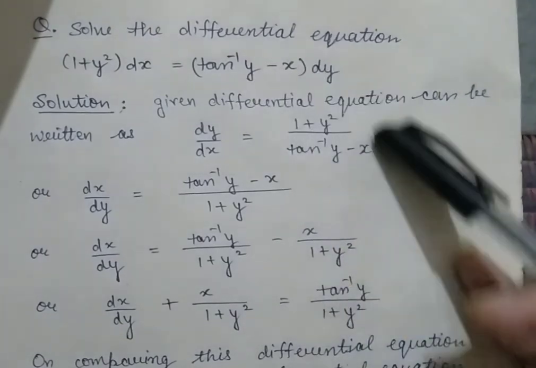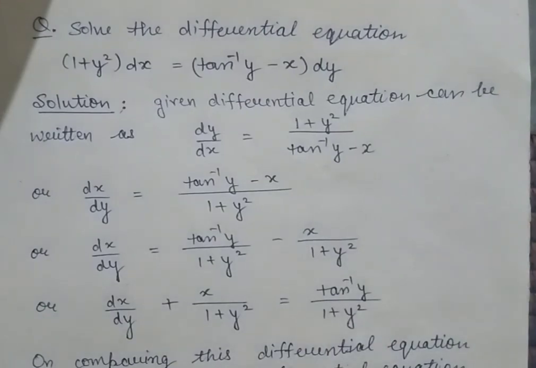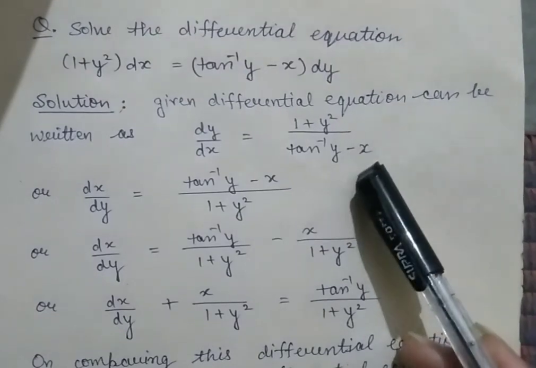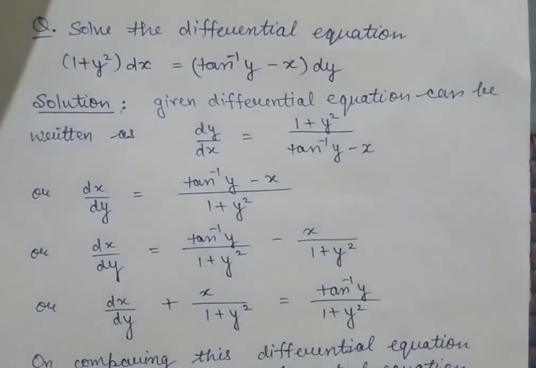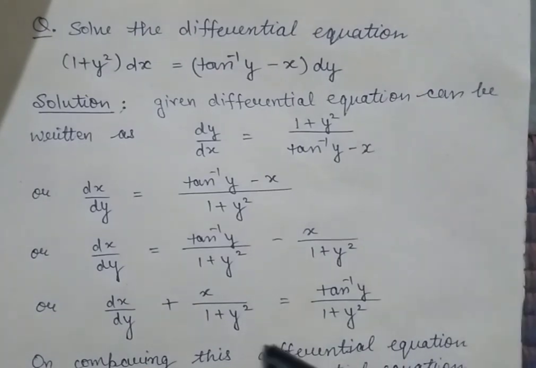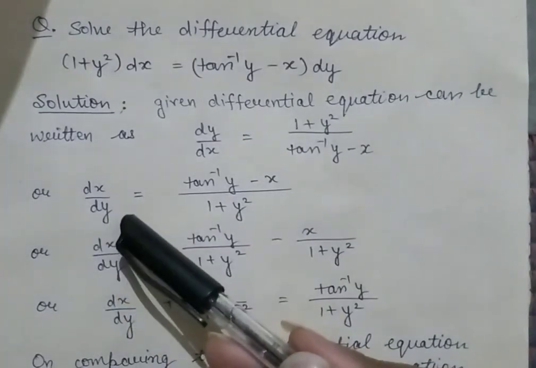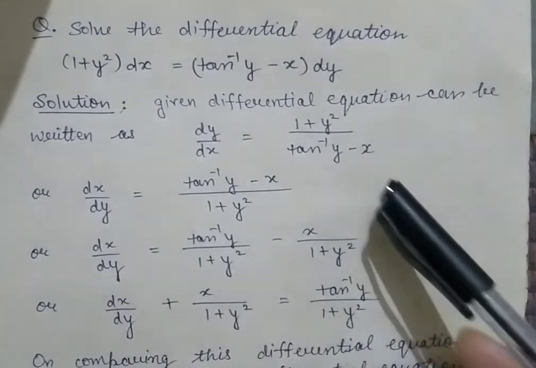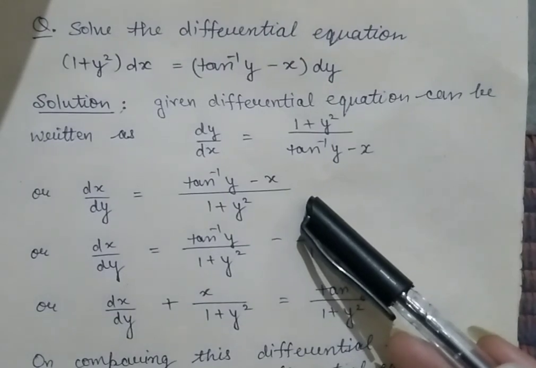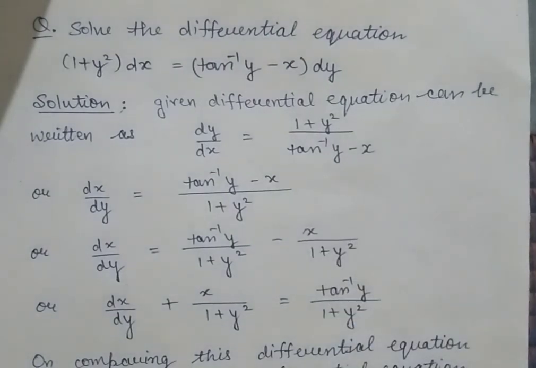But here we cannot find p and q which are functions of only x or constant. So what we do, we will take its inverse, that is dx by dy. Now dx by dy is what? Tan inverse y minus x divided by 1 plus y square. Now if I am writing dx by dy, then what form do I need? I need dx by dy plus px equal to q, where p and q are functions of y or constant.